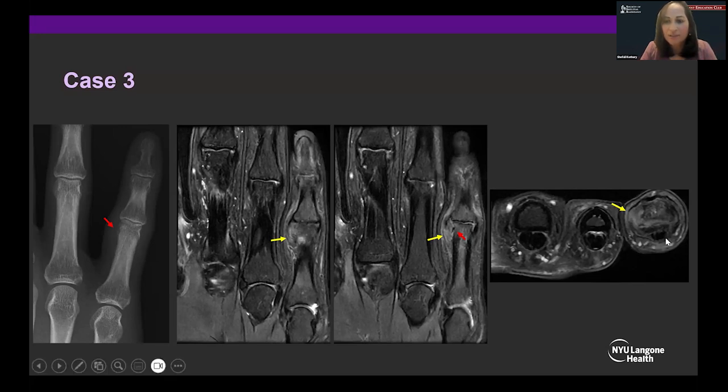Okay, and on our axial image, again, we can see that tear of the radial collateral ligament. And we can see normal looking ulnar collateral ligament fibers in this case. So it's important to note that at the metacarpal phalangeal joints and the interphalangeal joints, we have radial collateral and ulnar collateral ligaments. And so we can look for tears of either of those ligaments.